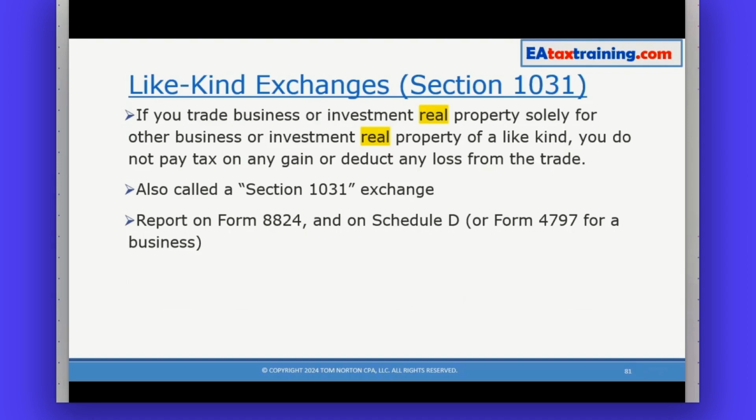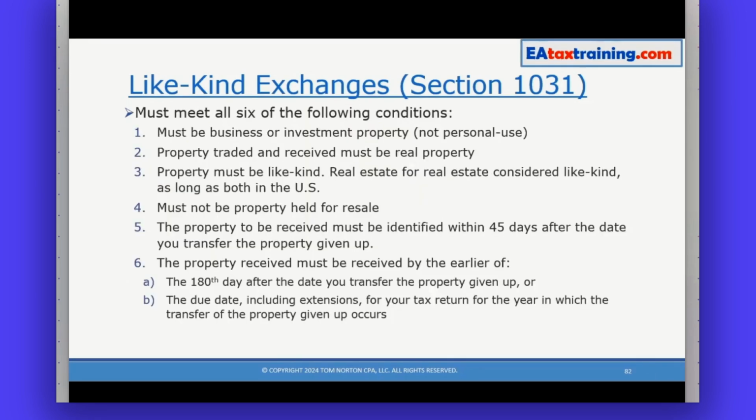Like-kind exchanges are Section 1031, so you'll often hear this referred to as a Section 1031 exchange. If you trade business or investment real property solely for other business or investment real property of a like kind, you do not pay tax on any gain or deduct any loss from the trade. It's called a Section 1031 exchange. You report this on Form 8824 and on Schedule D. So this is business property or investment property, and it is only real property.